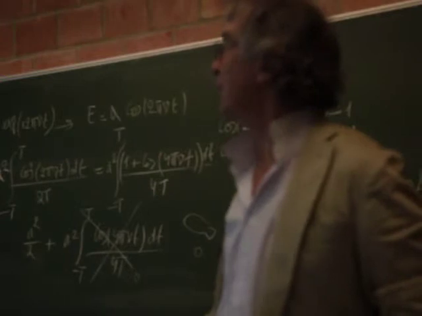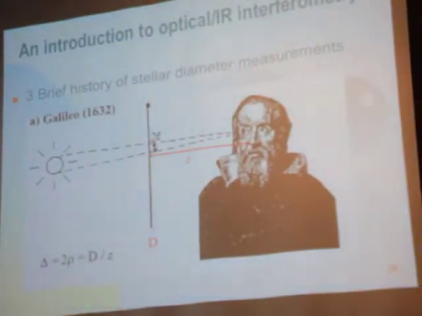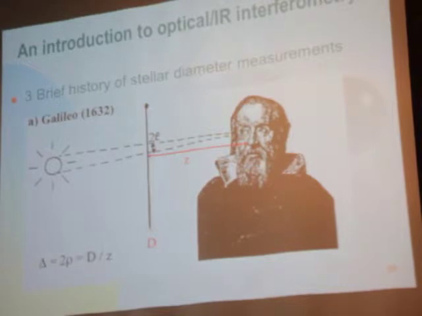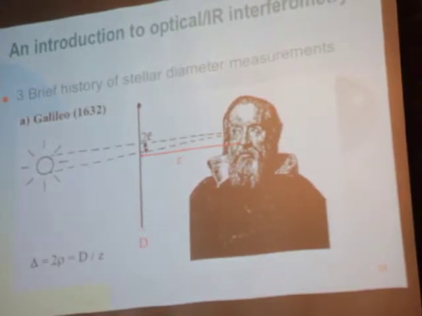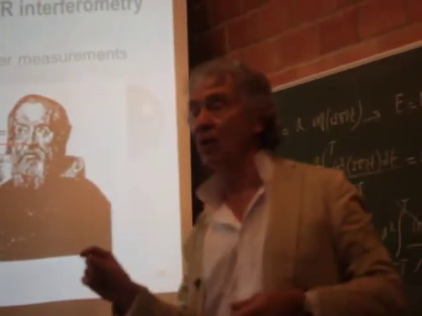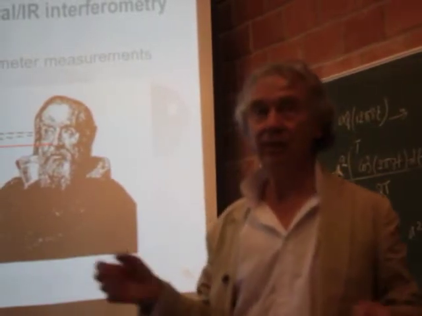Don't be afraid. Okay, now I'll talk a little bit about the history of stellar diameter measurements, since I told you this is a very important issue. Until Galileo, most scientists and astronomers thought that the angular diameter of the stars was about 2 arc minutes. Do you know why?